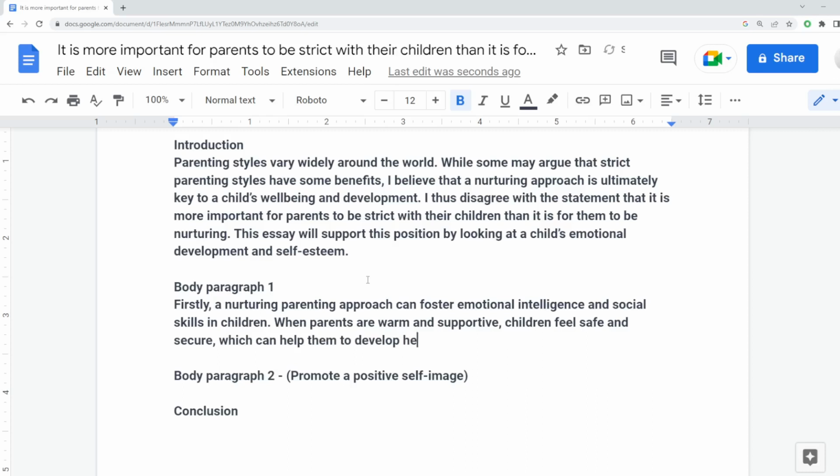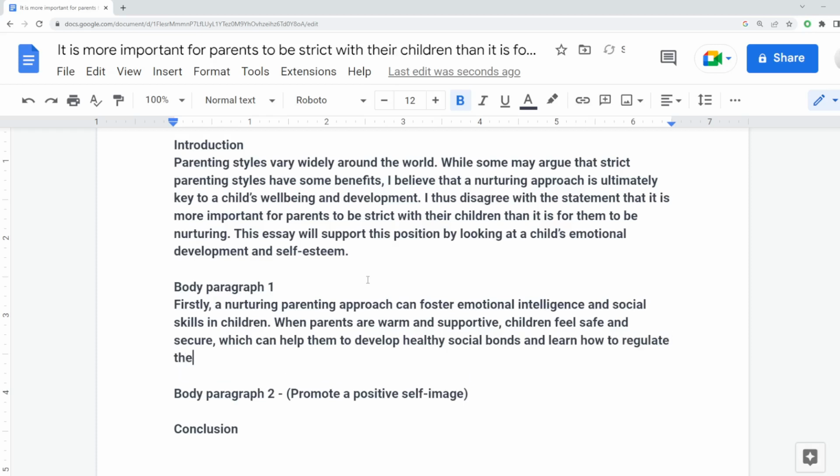develop healthy social bonds. So social bonds. And actually, we might even connect this to emotions by saying, children feel safe and secure, which can help them to develop healthy social bonds and learn how to control their emotions or regulate their emotions. Okay.